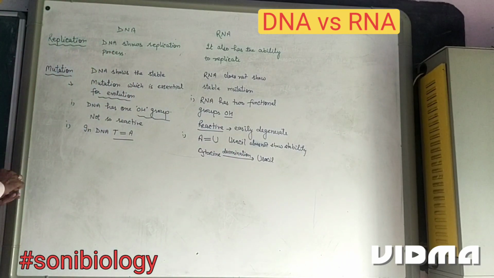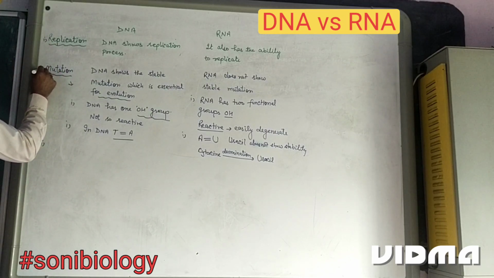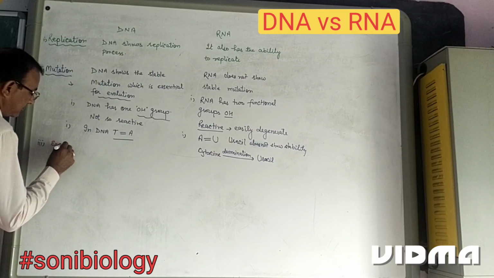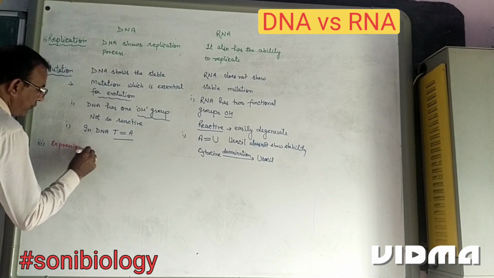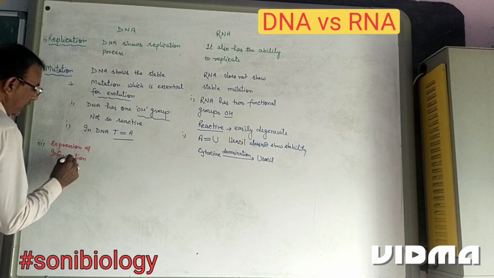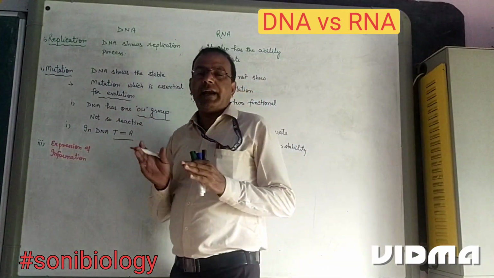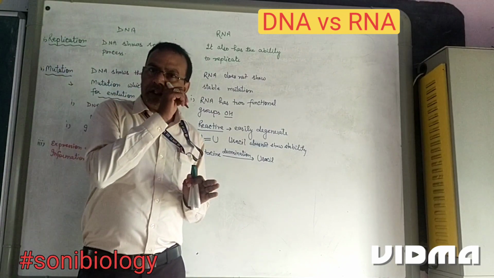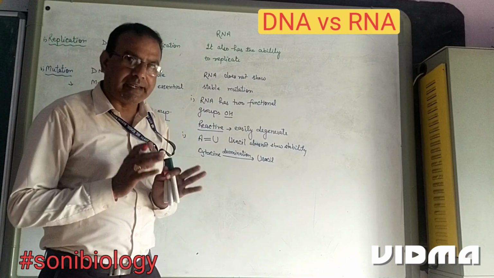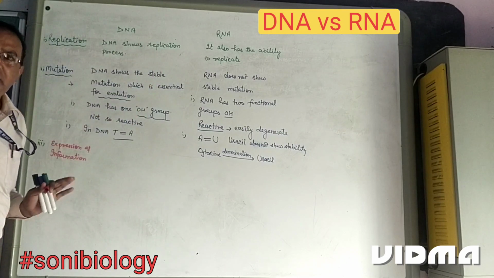One more difference, that is number three: expression of information. In DNA, the information will be sent from DNA to mRNA and mRNA to protein, which is produced by two different processes, transcription and translation. That is called central dogma. How will the information be sent out in DNA as well as in RNA?